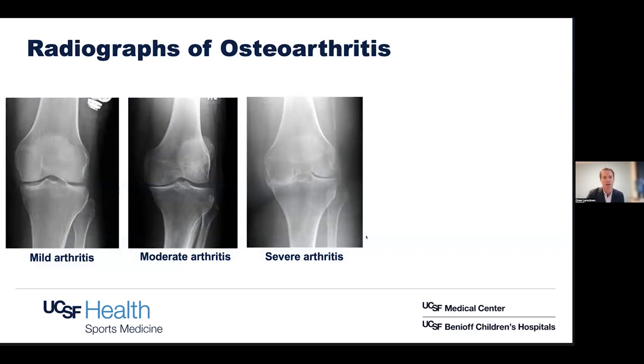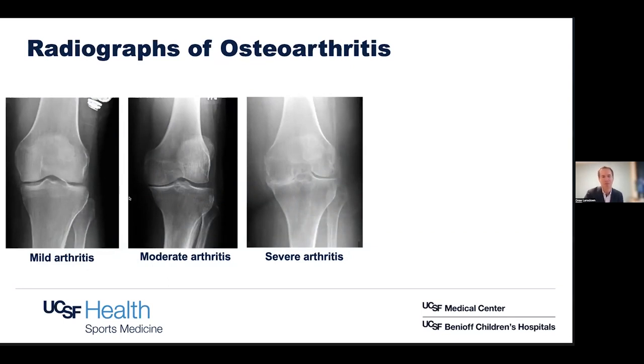When we are diagnosing arthritis, the best tool to diagnose will still be radiographs. We are looking for multiple signs on the x-rays to indicate arthritis. Those include joint space narrowing, formation of osteophytes, subchondral cysts, and sclerosis, like thickening of the bone.